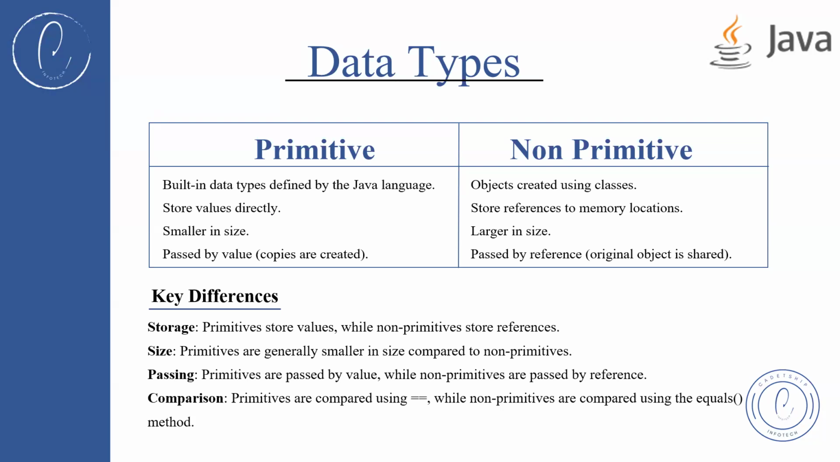So non-primitive data types are mainly objects that are created using classes. They store references to memory locations. They are bigger in size as compared to primitive data types, and they are passed by reference. So we will also understand in detail what is passed by value and what is passed by reference. So these are the key differences we have seen between primitive data types and non-primitive data types. Pass by value and pass by reference is a good concept, and we will learn about it in detail.